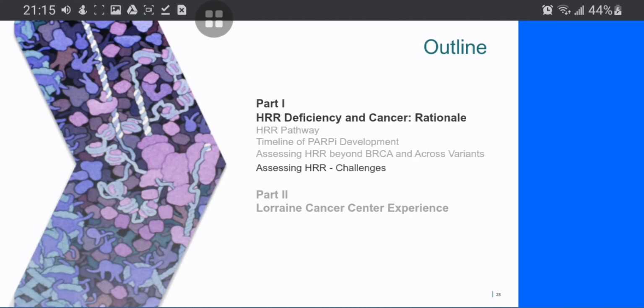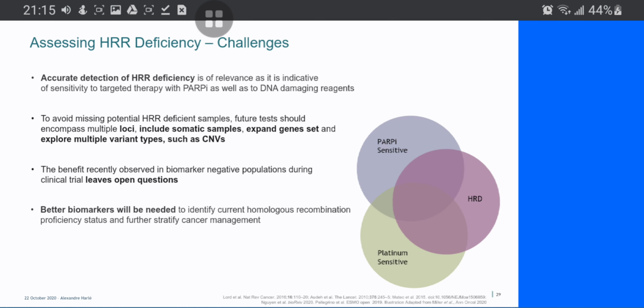So what are the challenges in assessing HRR deficiency? It's important to say that an accurate detection of HRR deficiency is really relevant and important, and it will directly be indicative of sensitivity to targeted therapy with PARP inhibitors, as well as to DNA damaging reagents like platinum chemos.